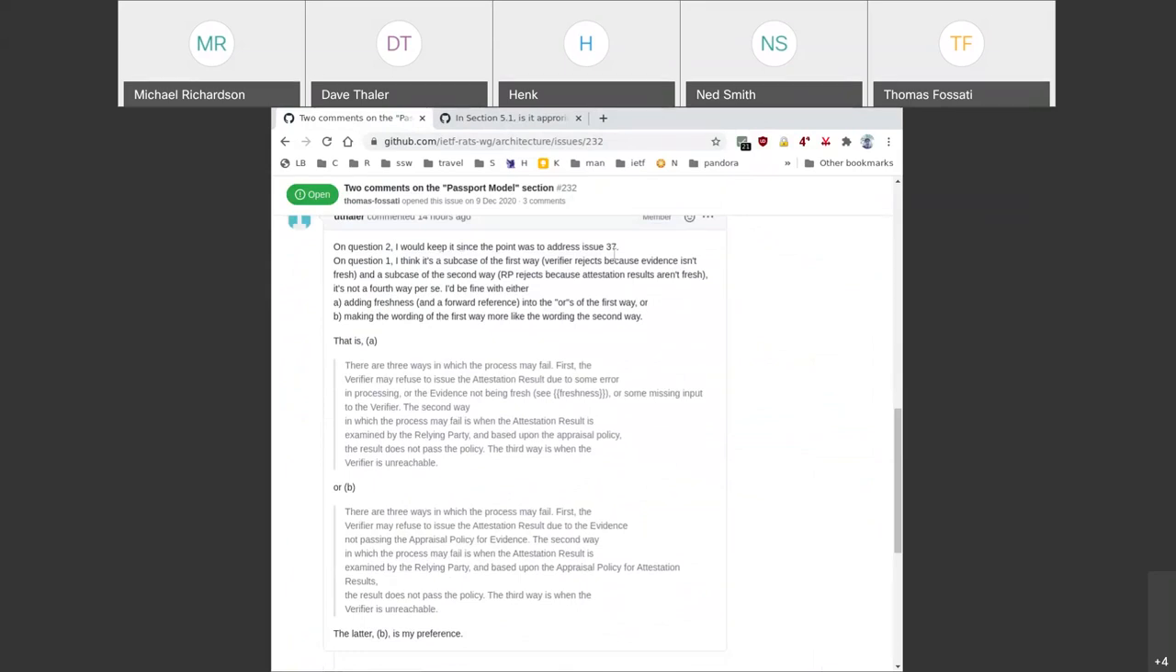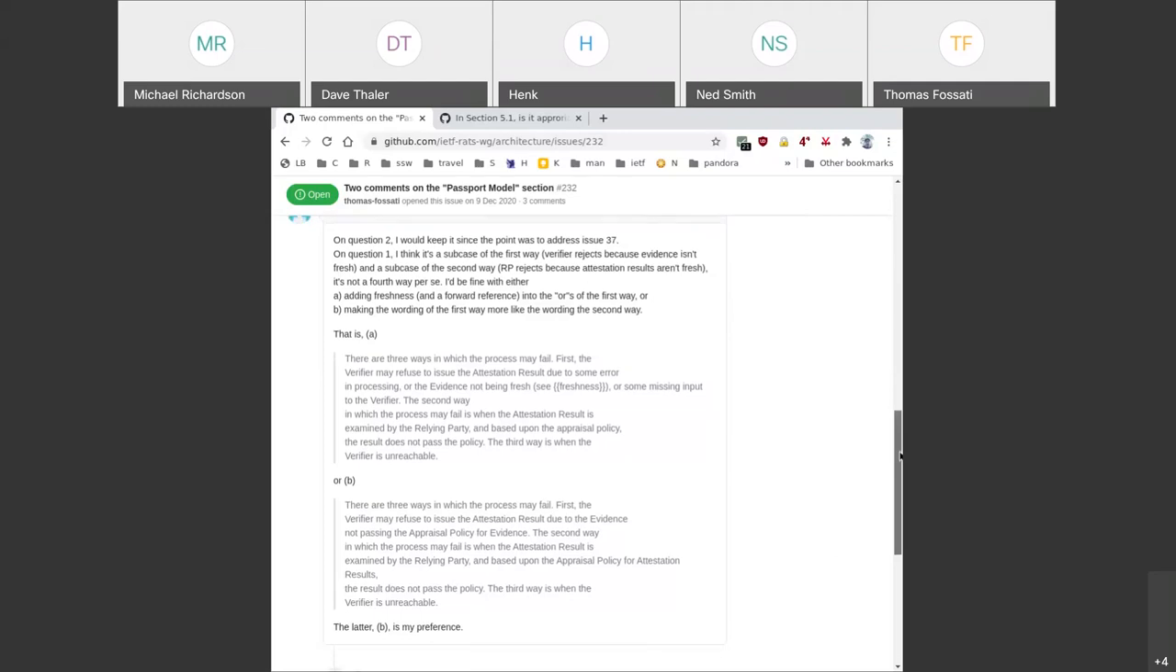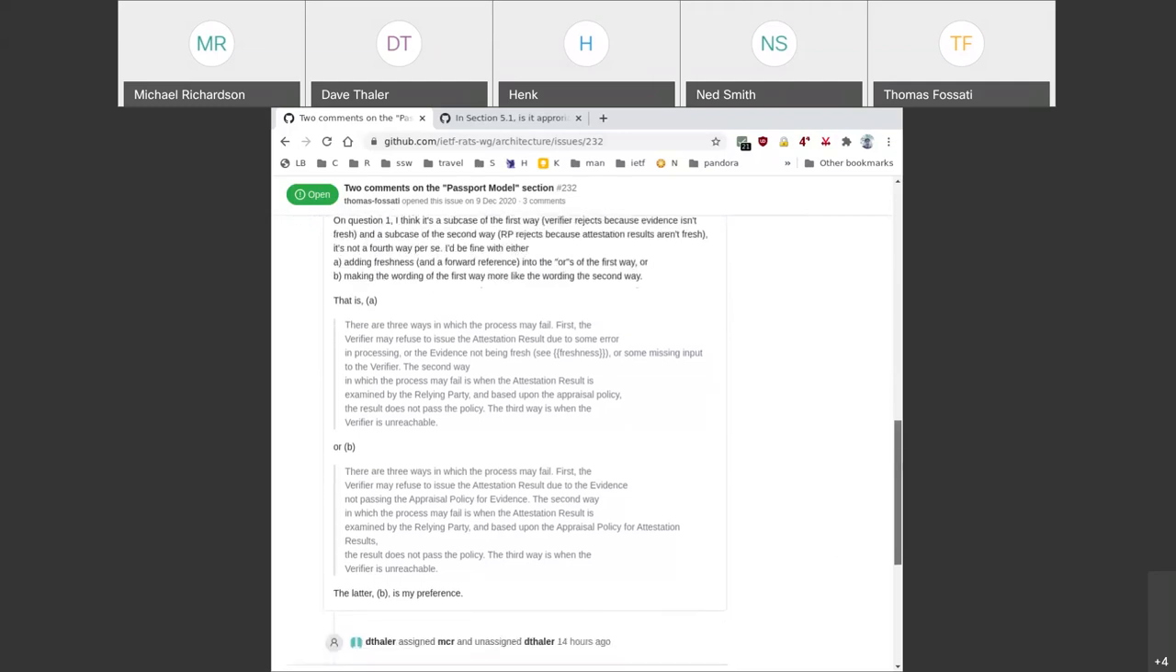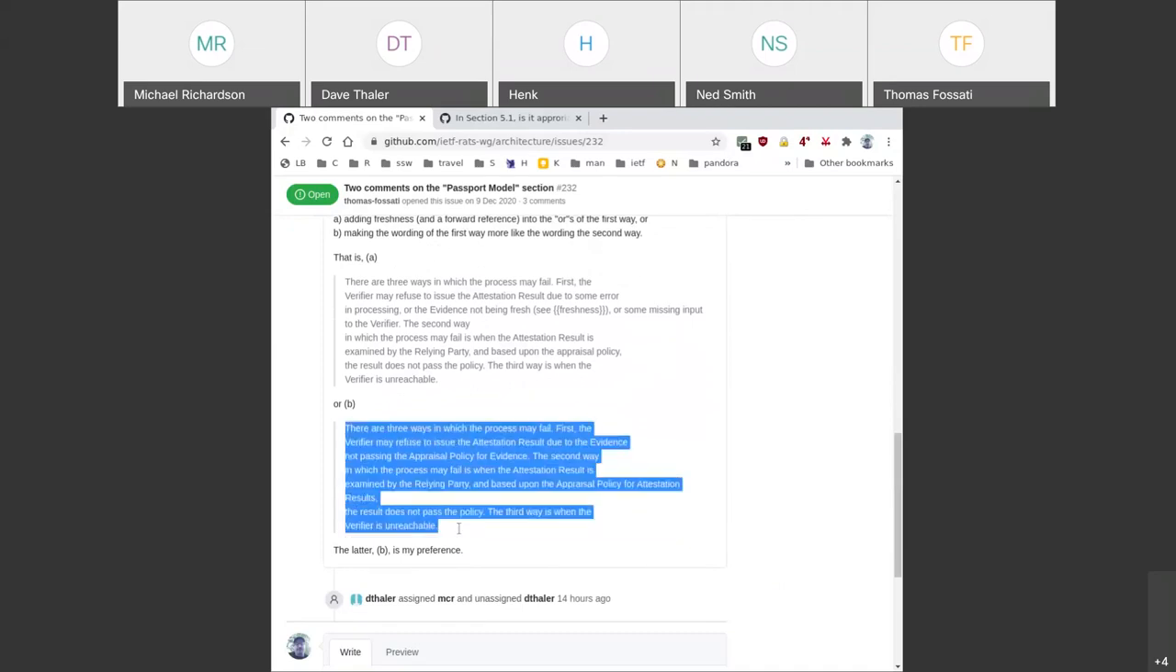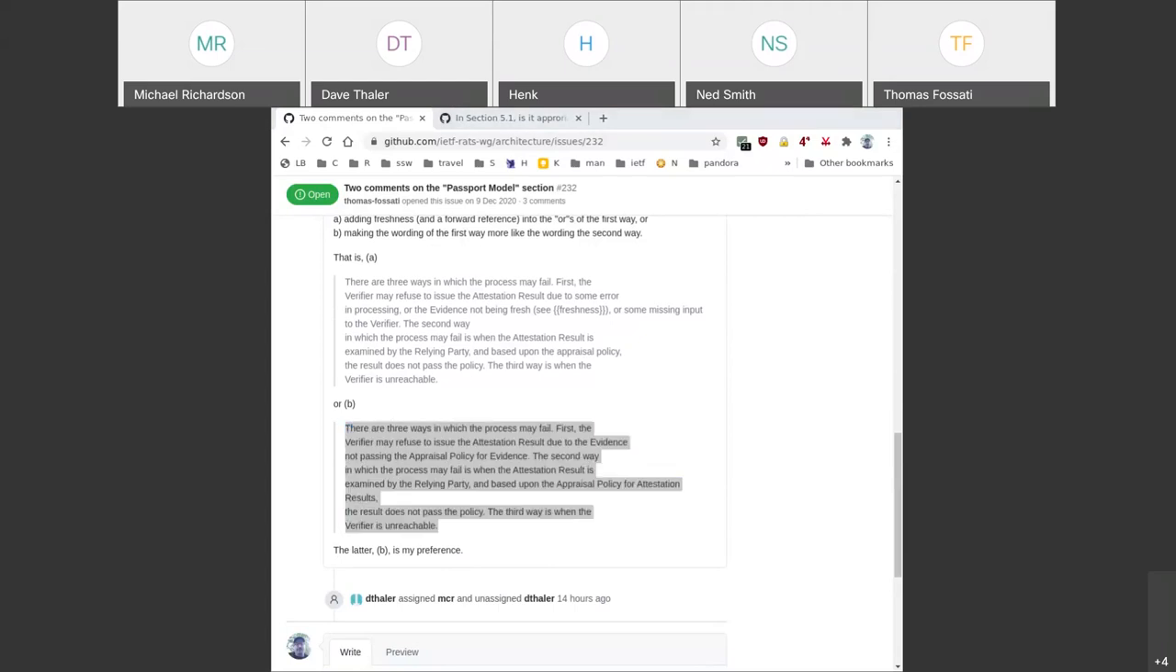I guess my preference would be what's down under B, which basically takes the phrasing for the first way and compresses it to match the phrasing of the second way. I'm happy with that. But you can see what the filer was asking about. My opinion is that's the best way, but since it's not my text, I don't know if others have other ideas. So.